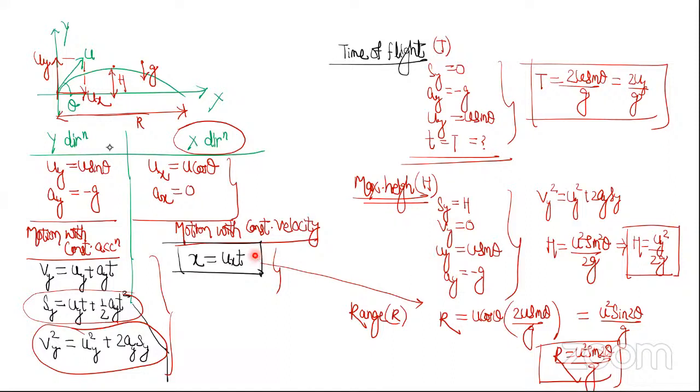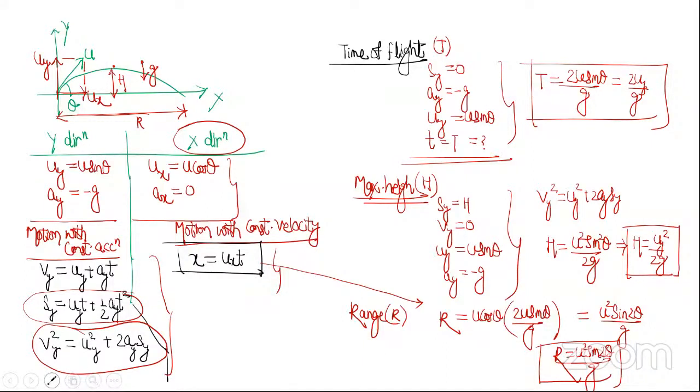Now look at motion in y direction. In y direction motion we have initial velocity, we have acceleration, and you see that acceleration is constant. So y direction motion comes under motion with constant acceleration. For motion with constant acceleration we have three equations: v equal to u plus at, s equal to ut plus half at square, v square equal to u square plus 2as. Since this is for y direction, we have written y subscript everywhere.